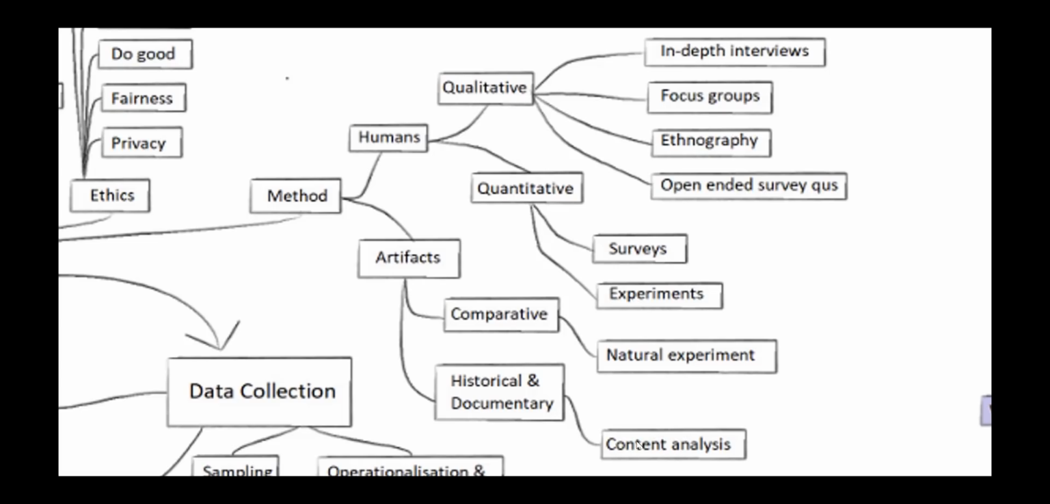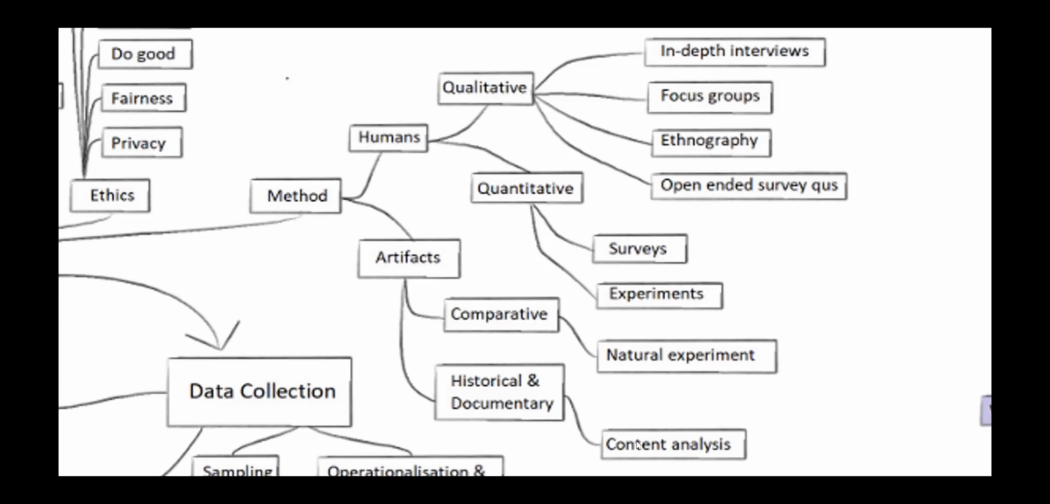Qualitative data looks like in-depth interviews, focus groups, ethnography. Ethnography is where you go and live with a community of people for a long period of time and keep an extensive diary and then write up your experiences.